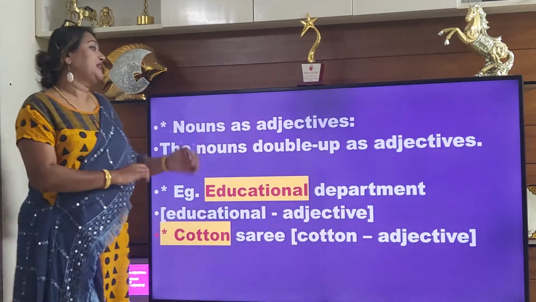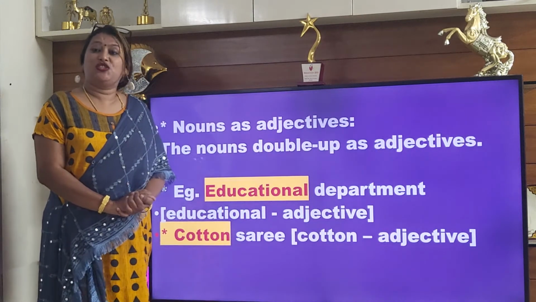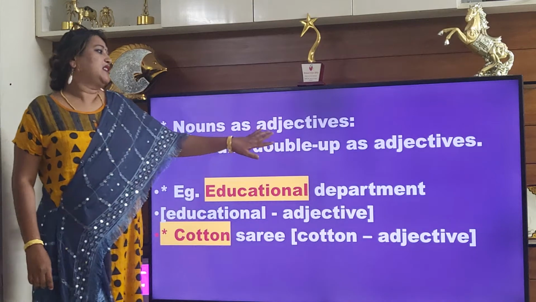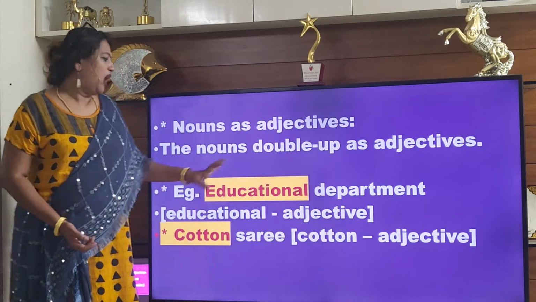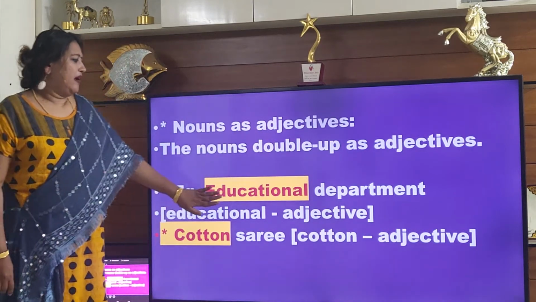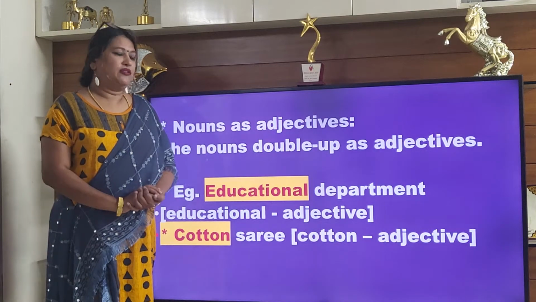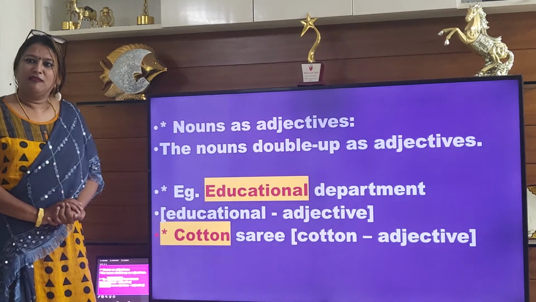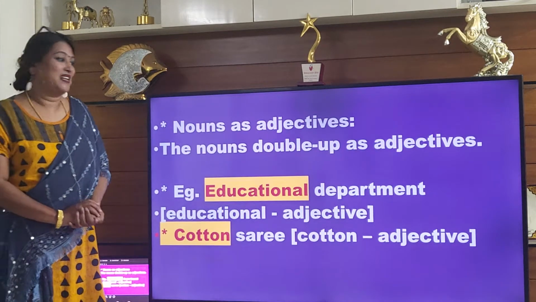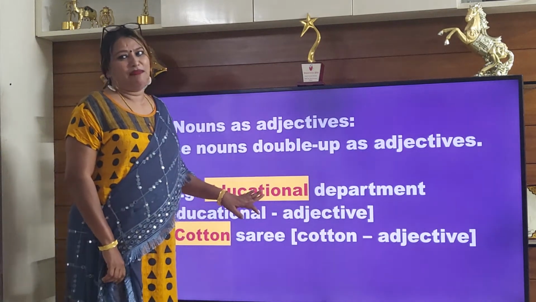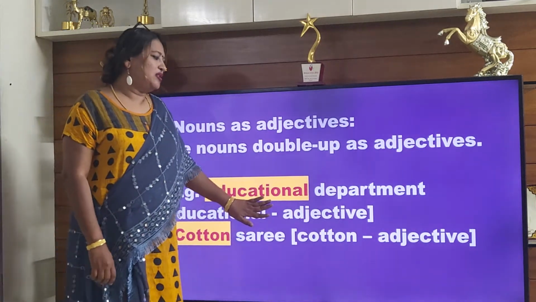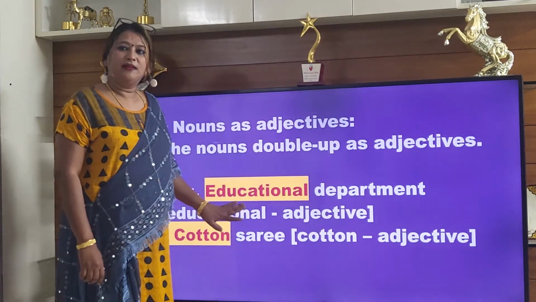Okay, now next topic is nouns as adjectives. Nouns as adjectives. Now here what happens? The adjectives double up. How? Let's see. Educational department. It's a department. But what sort of department is that? That's an educational department. See? The nouns are getting doubled, this educational and department. See here?